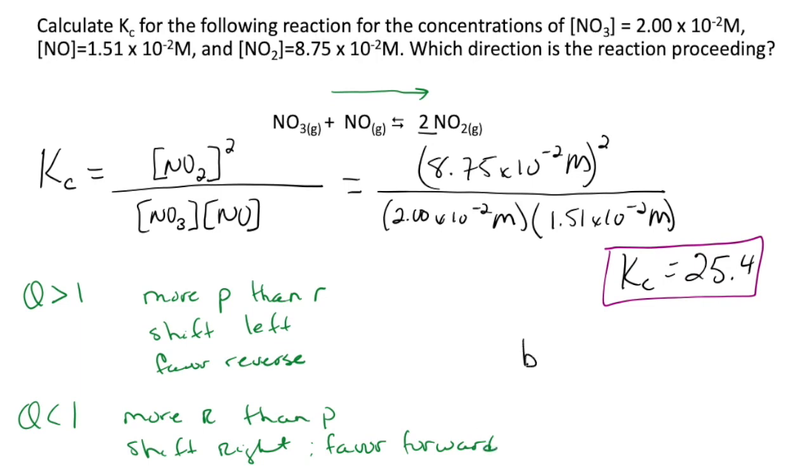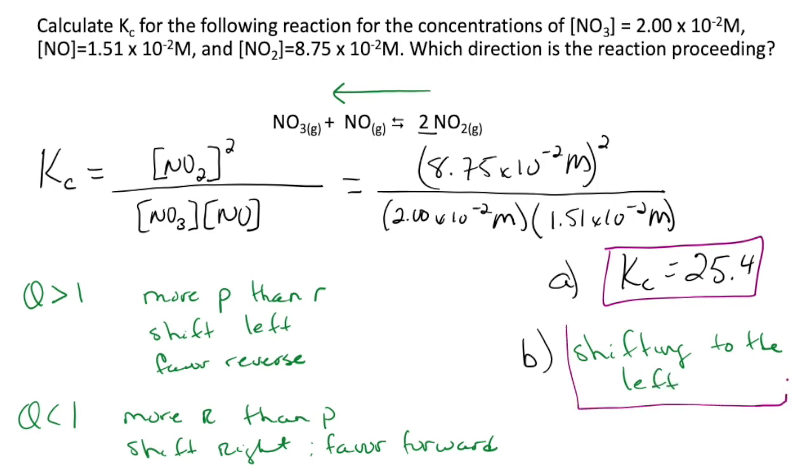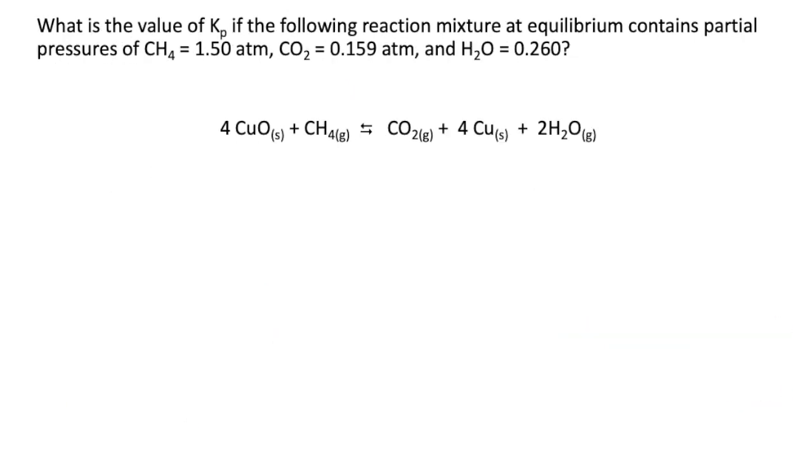So for the second part, which is B, this first part was A, it asks which direction the reaction is proceeding. Since Kc is 25.4, which is greater than 1, then we have more products than reactants, and that means that our reaction is shifting from the products to the reactants, and it is shifting to the left, favoring the reverse direction.